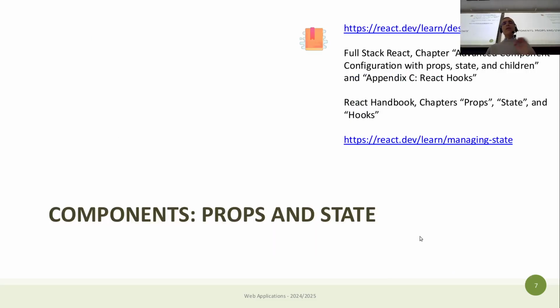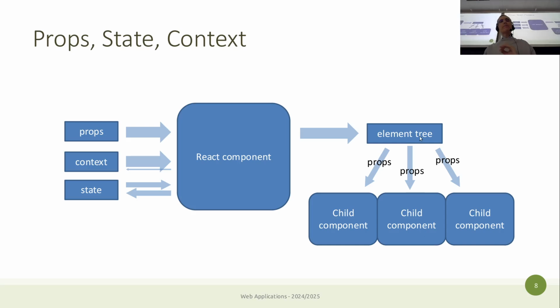Okay, so components. This is the overview of how a React application works. So that's the element tree. That is what you define with the JSX in the return statement of the pure function of a component. And so we have the components that return this element tree. And this element tree can pass props in the form of attributes to child components and so on.